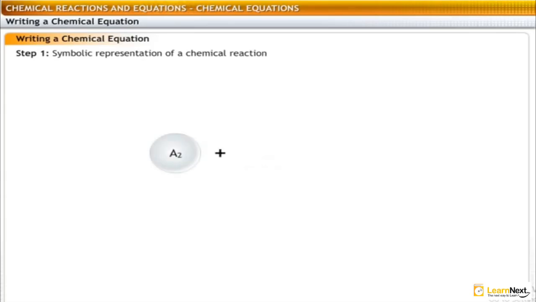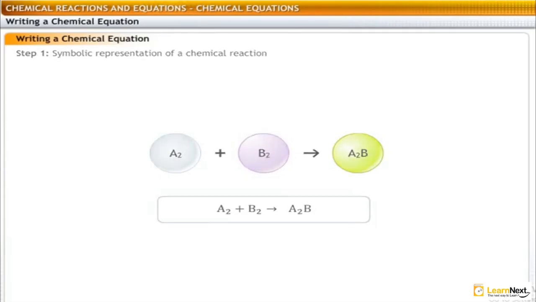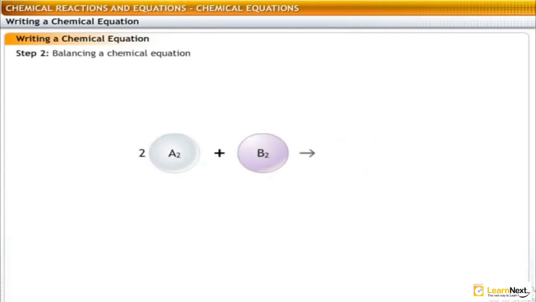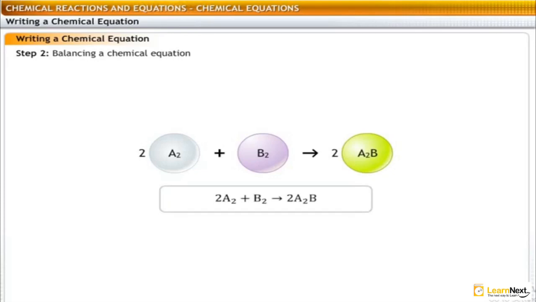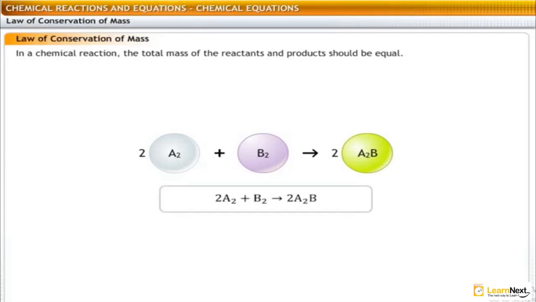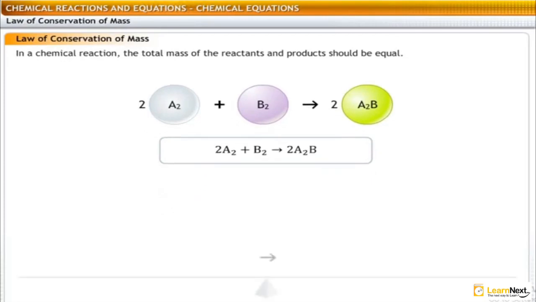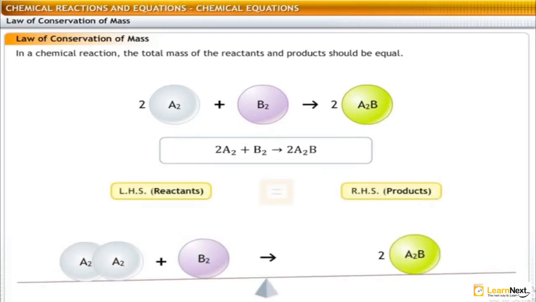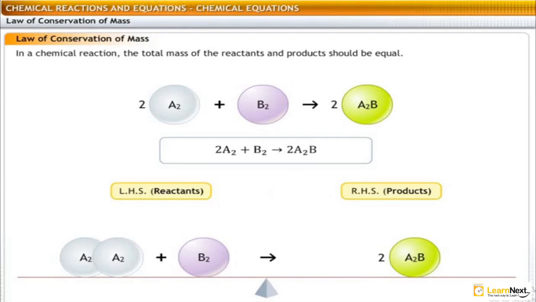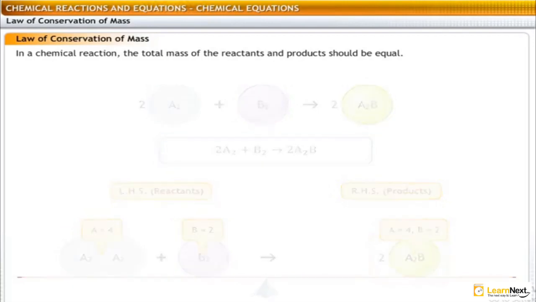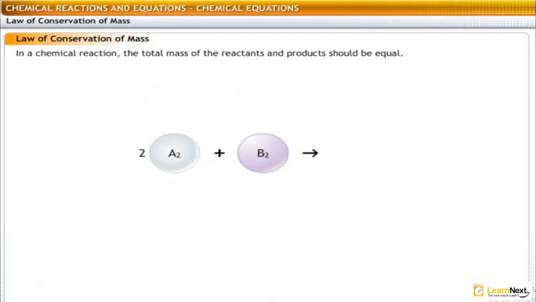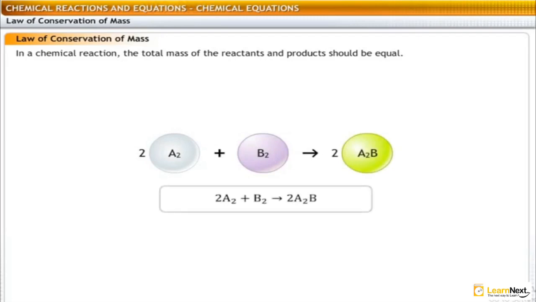A symbolic representation of a chemical reaction is the first step in writing a chemical equation. The next step is to ensure that the equation is balanced, considering the law of conservation of mass. The law of conservation of mass states that the total mass of the reactants and the products should be equal. This means the number of atoms of an element on the reactant side should be the same as the number of its atoms on the product side. All chemical equations must adhere to the law of conservation of mass. Therefore, all chemical equations need to be balanced.